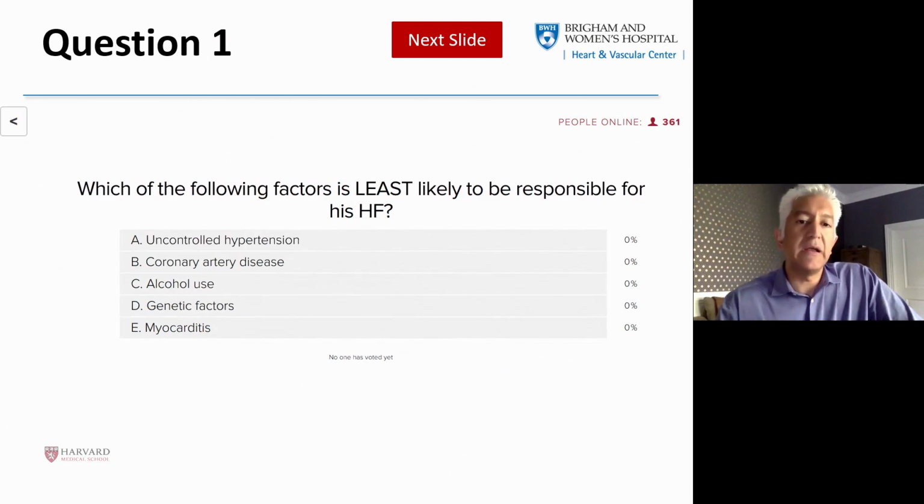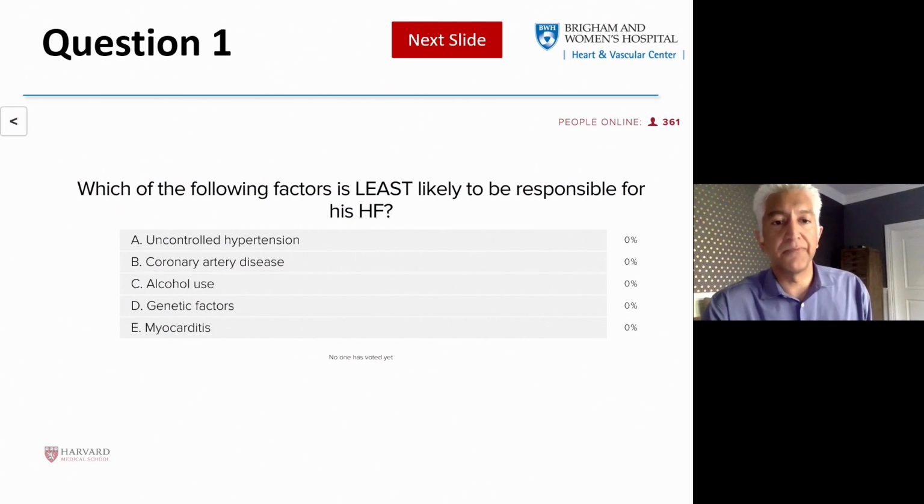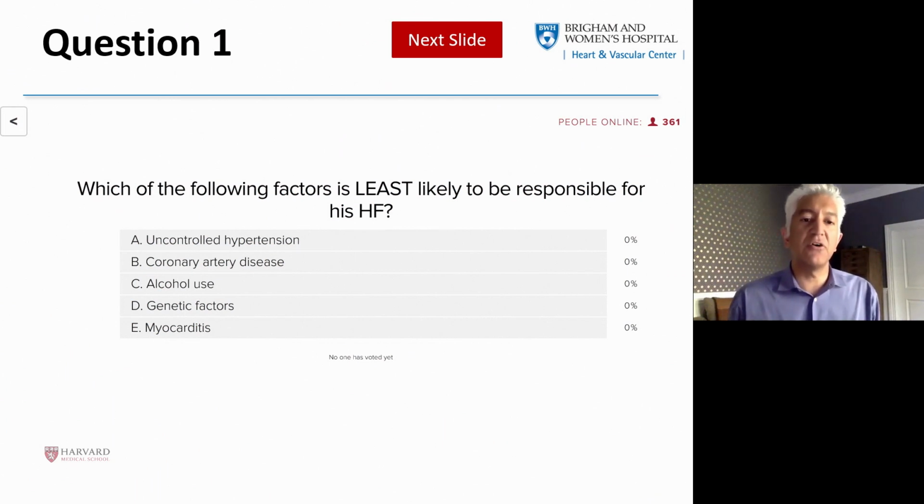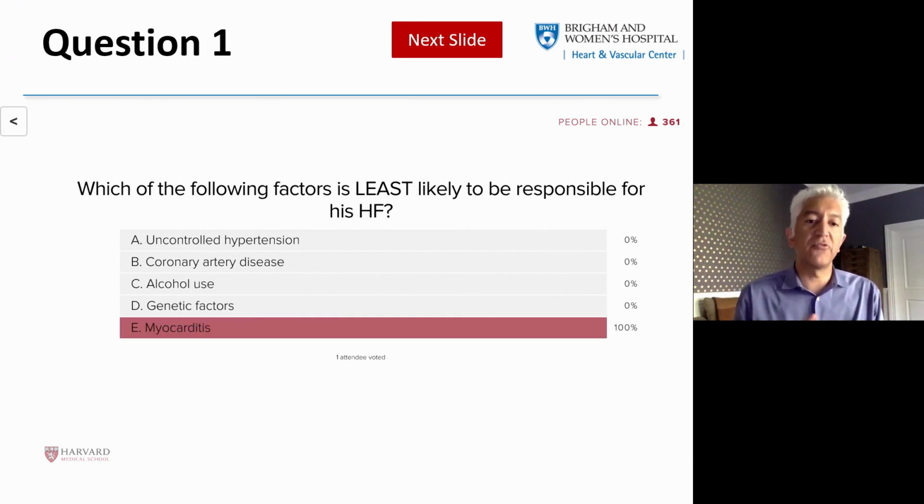So with that in mind, which of the following factors is least likely to be responsible for his heart failure? Is it A, uncontrolled hypertension, B, coronary artery disease, C, alcohol use, D, genetic factors, or E, myocarditis? So you're voting now.